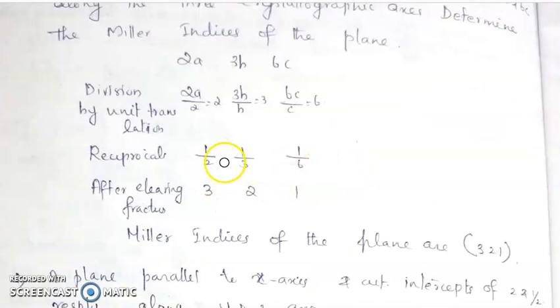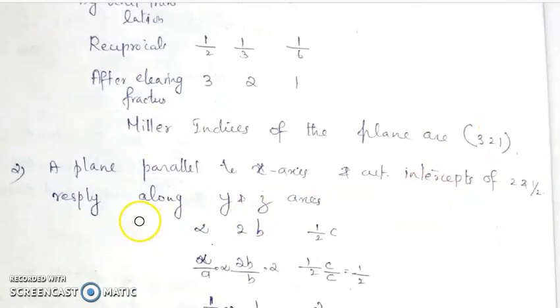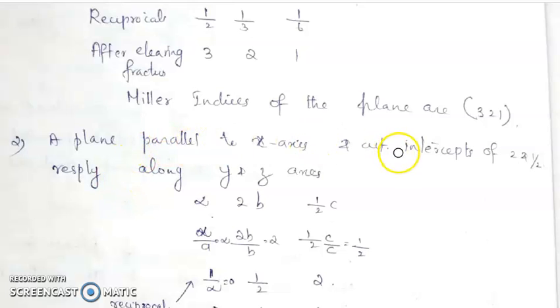Then we are taking the reciprocals. Then we take the common divisor, which we have taken as 6. So here it becomes 3, 2, 1, and they are enclosed in parentheses. That is, (321) is the Miller indices of the plane. And the direction [321]: if we put this 3, 2, 1 in a square bracket, then this plane will be perpendicular to that direction.